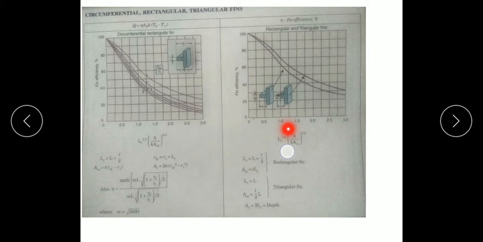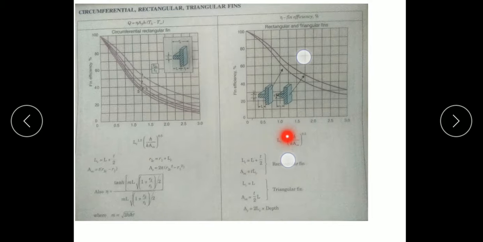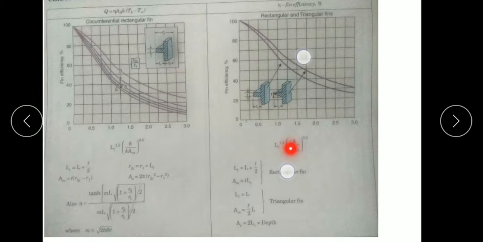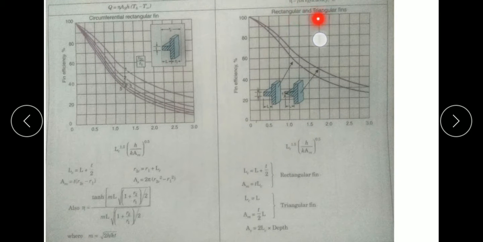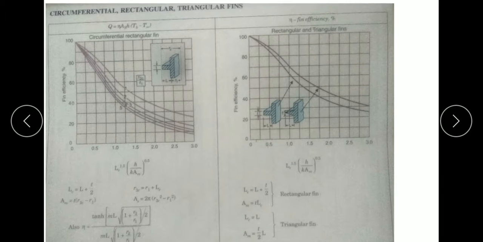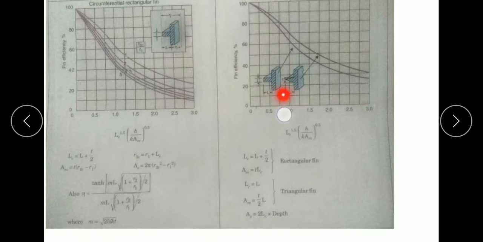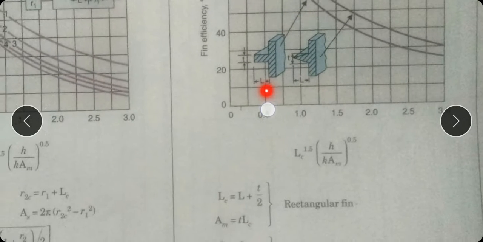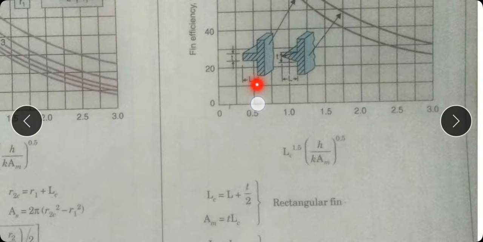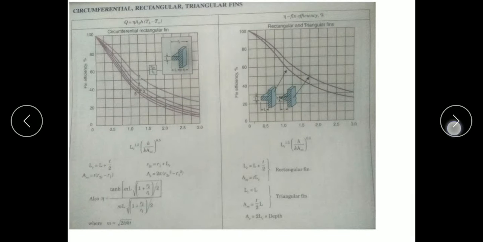Here to refer the graph, page number 51 in heat and mass transfer data book. So you can refer the page 51 and you can see the fin over here. This is a rectangular and triangular fin. So this is the cross section of the rectangular fin. So now we have to mark the dimensions for the given fin. So you need the length, the thickness of the fin, as well as you should also know the characteristic length. So this is what that is given in the data book.